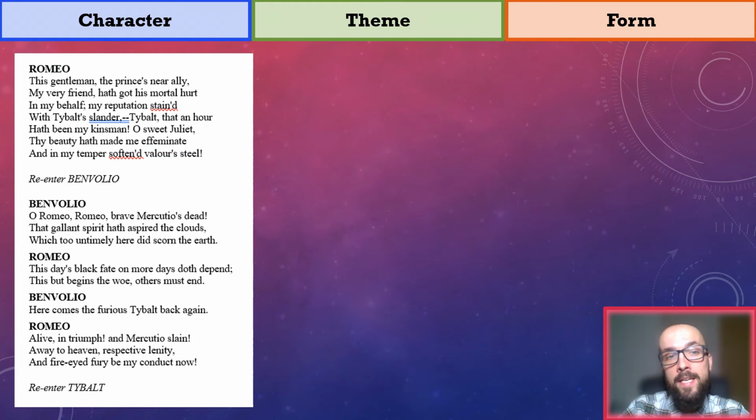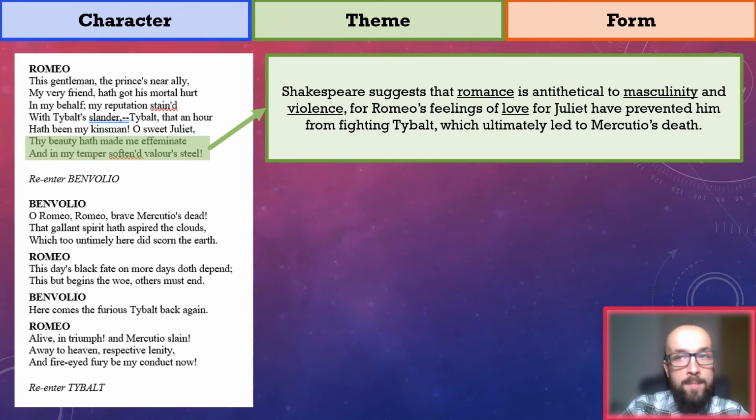In this part of the scene, Romeo reflects on Mercutio's injury before finding out that his friend has in fact died because of it. When Romeo expresses that Juliet's beauty has made him effeminate and softened his bravery, Shakespeare suggests that romance and love are antithetical to masculinity and violence, given that Romeo's feelings for Juliet were what prevented him from fighting Tybalt, which ultimately led to Mercutio's death.